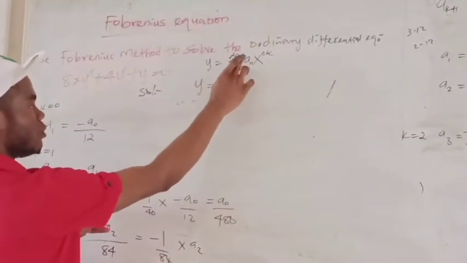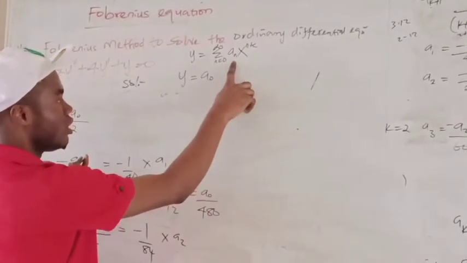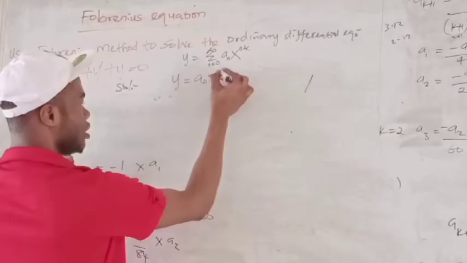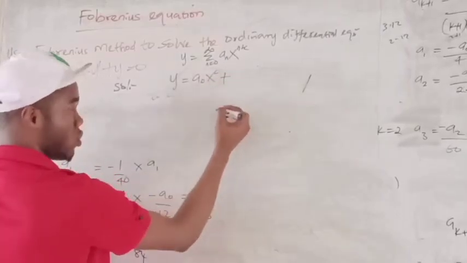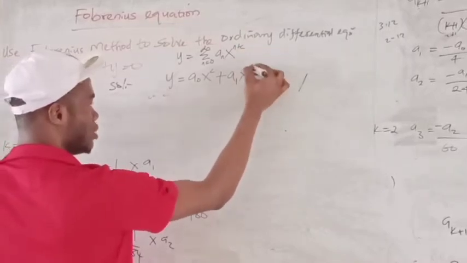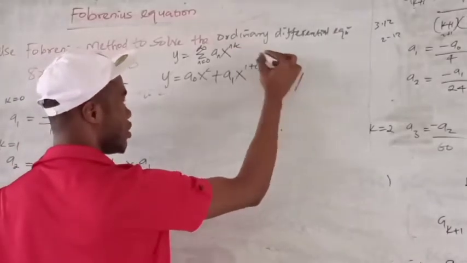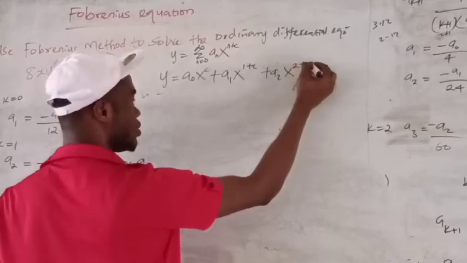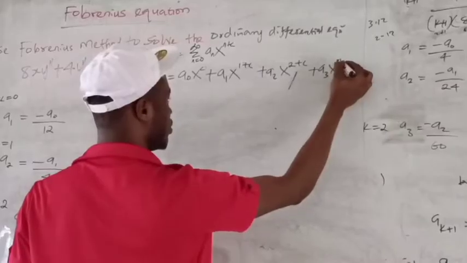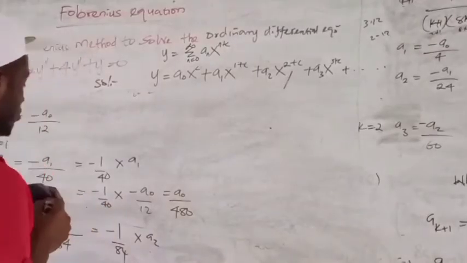So if I break down this Frobenius summation, when n is equal to 0, I have a0 x raised to the power of c, plus when n is equal to 1, I have a1 x raised to the power of 1 plus c. When n is equal to 2, that is a2 x raised to the power of 2 plus c. And when n is equal to 3, that is a3 x raised to the power of 3 plus c. It continues this way. So this is the general series from the Frobenius method.